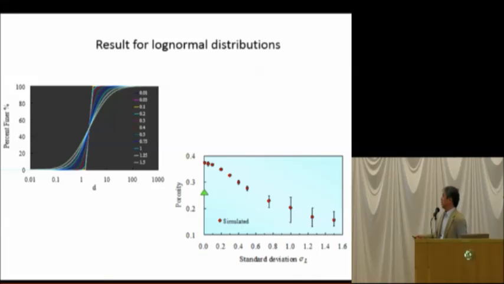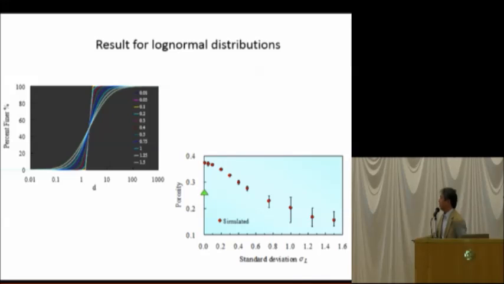I'll show you the result of this packing model for log normal distribution. And this is the relation between the porosity and the standard deviation of the log normal distribution. And you can see the porosity decreases with the standard deviation like this. For example, if standard deviation is 1.5, the distribution is like this.